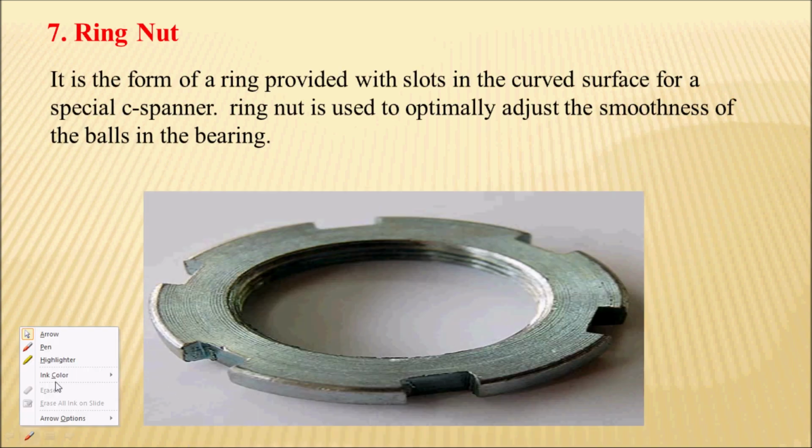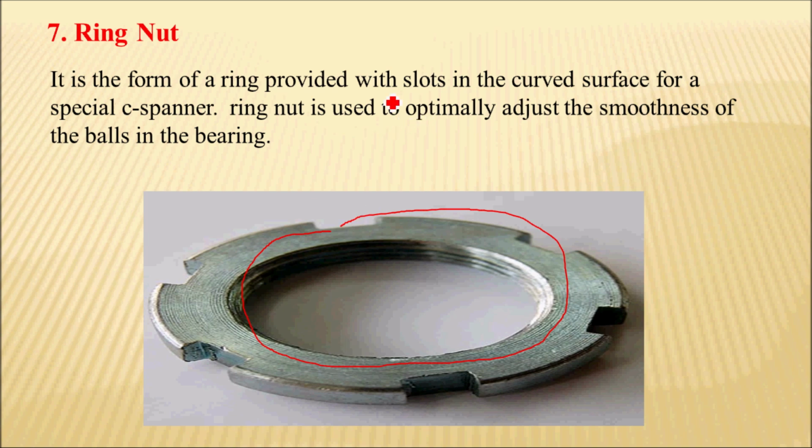A ring nut, you can see an image. It is a form of a ring which is generally provided with slots in the curved surface. So slots are provided, and a special C-spanner is used for this ring nut. A ring nut is used to optimally adjust the smoothness of balls in a bearing. So the application of the ring nut we see in the bearing.